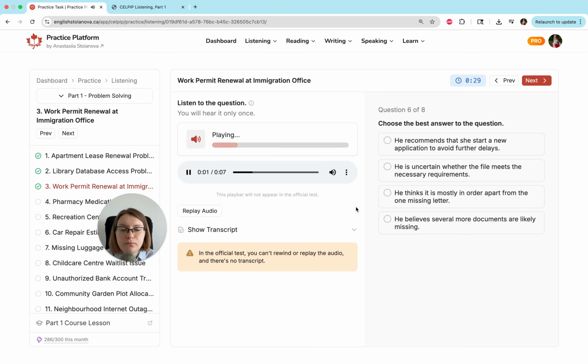Question 6. How does Kofi assess the overall state of Aisha's application file?